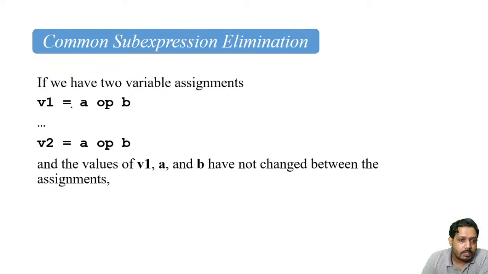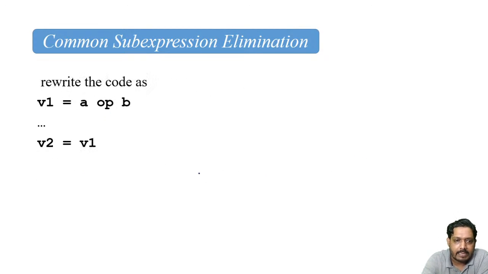Common sub-expression continued. If we have two variable assignments, v1 is equal to A operator B, v2 is equal to A operator B, and the values of A and B have not changed between the assignments, then we can rewrite the code as v1 equal to A operator B and v2 equal to v1.